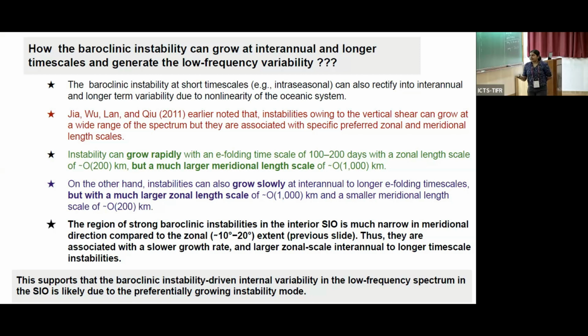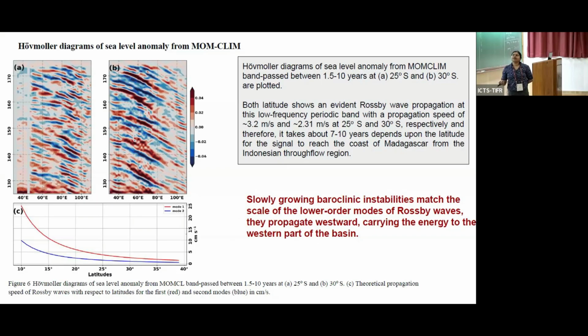Now we try to find out how this instability is propagating from one place to another. So this is the sea level anomaly taken from the MOM climatological simulation, and this SLA is bandpassed between 1.5 to 10 years. This Hovmöller diagram, the first one is at 25 degrees south and the second one is at 30 degrees south. And this figure is the theoretical propagation speed of the Rossby waves and their modes, first and second modes.